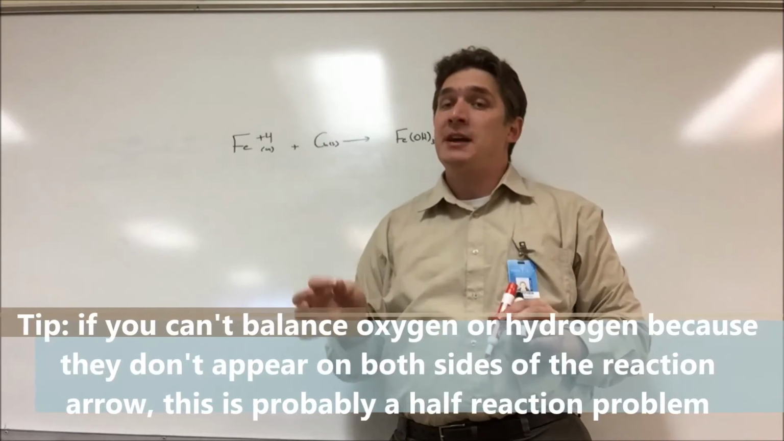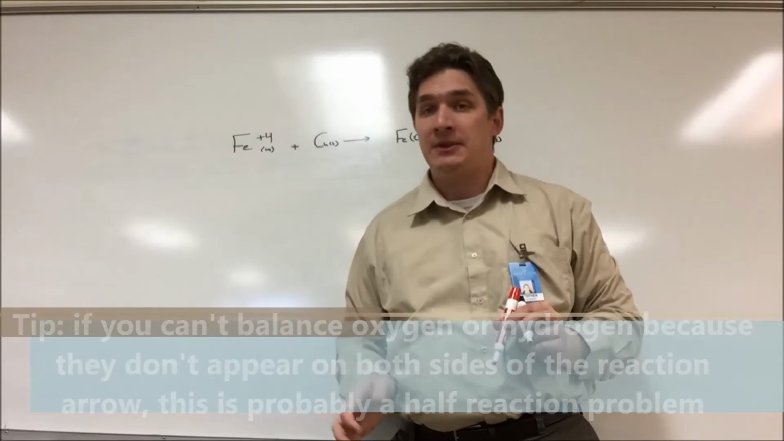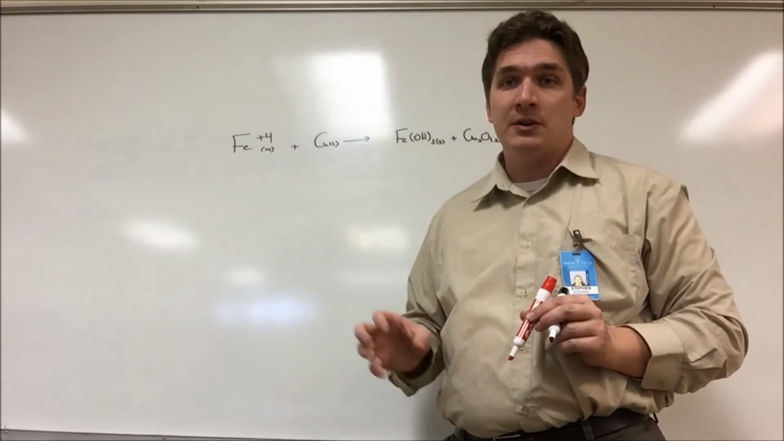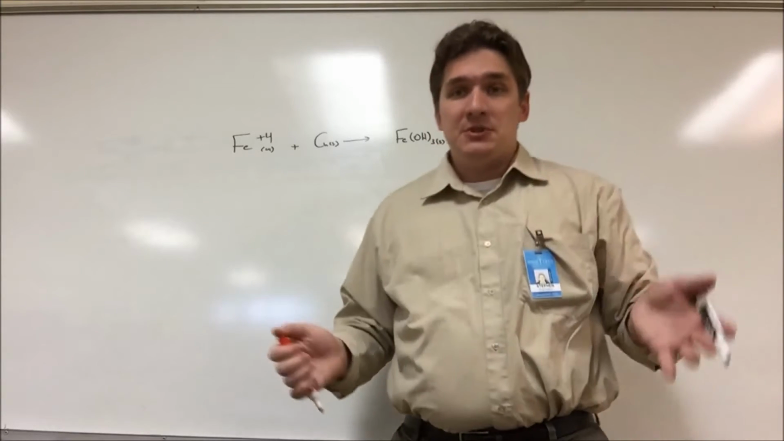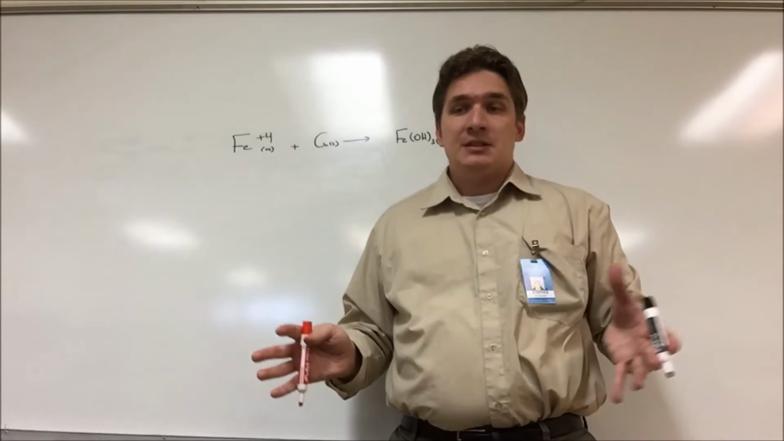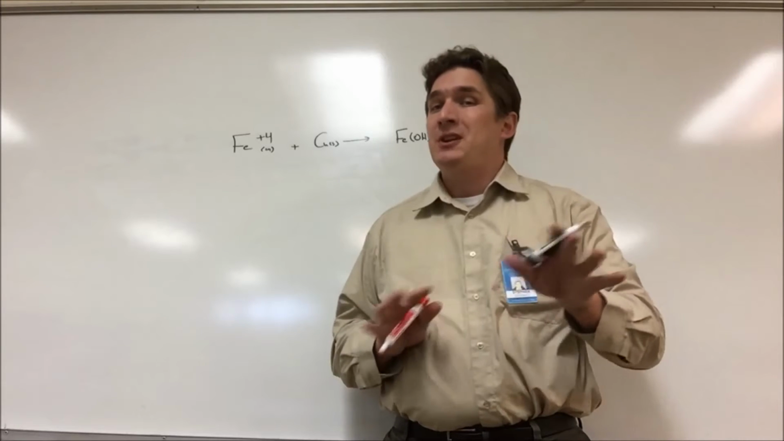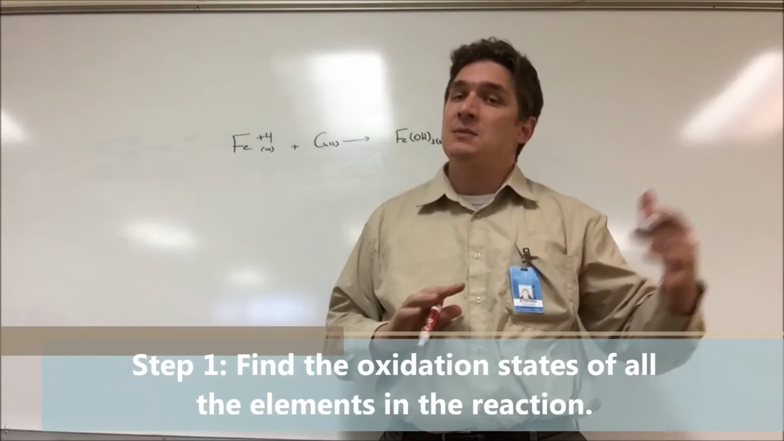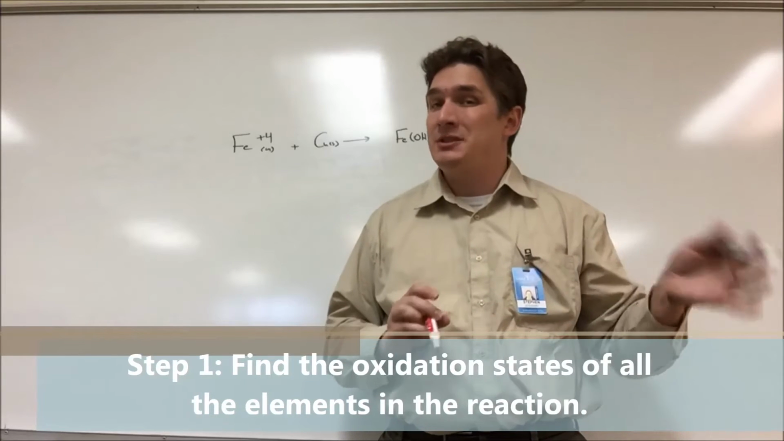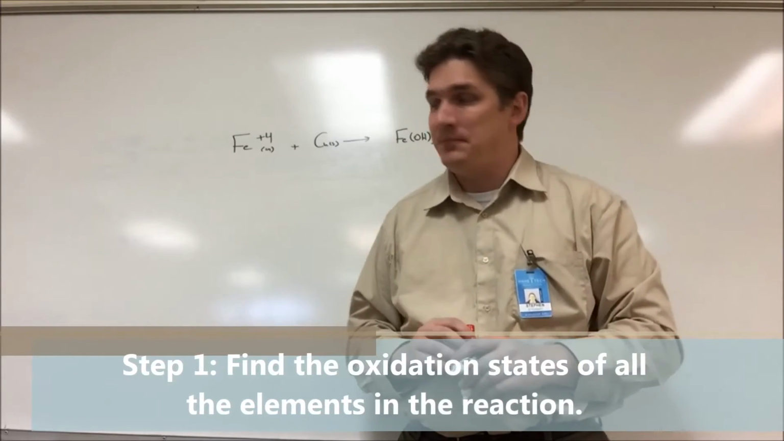This is a big red flag that you've got a redox reaction that has to be done by half reactions. You won't always be given the water or the protons to balance it out. So what's the procedure for solving a really complicated system? Well, the first thing you want to do is figure out the oxidation states of all the elements. Now, typically oxygen's going to be -2, hydrogen's going to be +1. So unless you have a reason to think otherwise, those are pretty much solved for you.